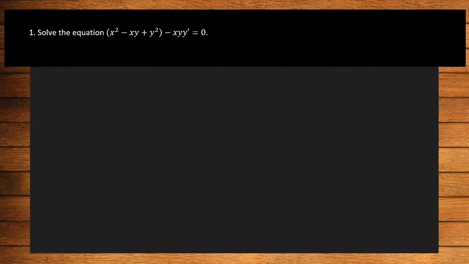In this method, we are going to introduce a new variable u, and we are going to let this be equal to y over x. Therefore, our y is equal to u times x. And then for the derivative, by product rule, our y prime will be equal to u prime x plus u.